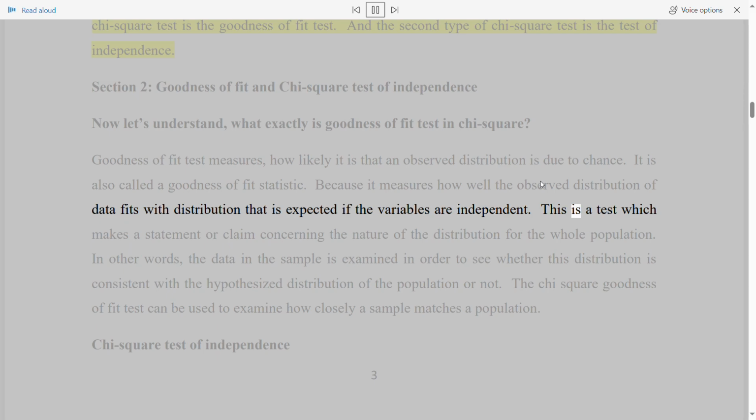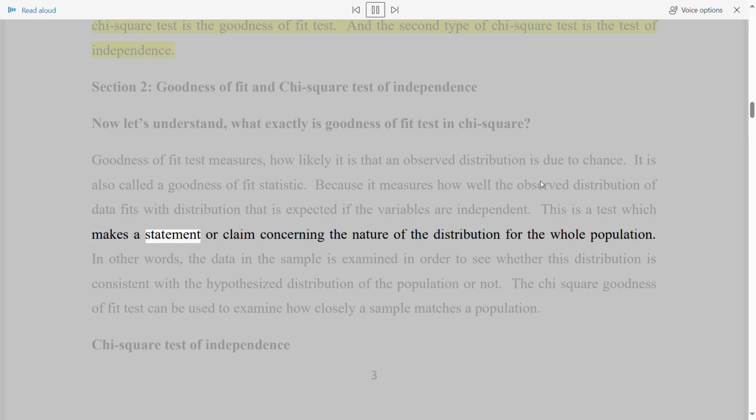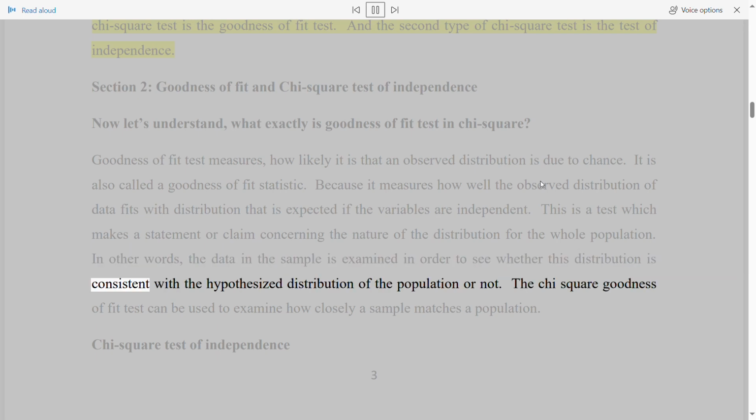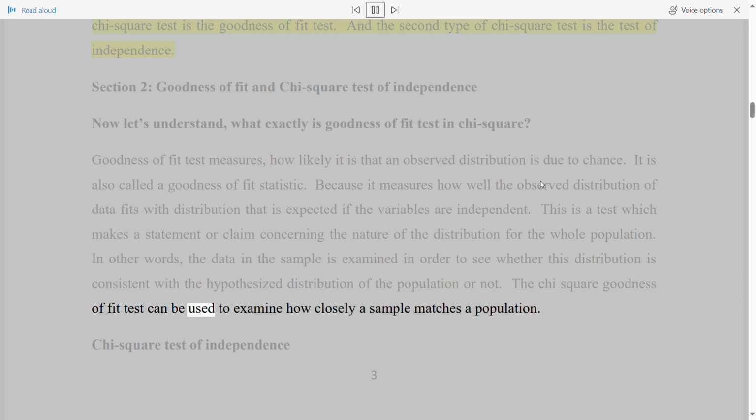This is a test which makes a statement or claim concerning the nature of the distribution for the whole population. In other words, the data in the sample is examined in order to see whether this distribution is consistent with the hypothesized distribution of the population or not. The Chi-Square goodness of fit test can be used to examine how closely a sample matches a population.